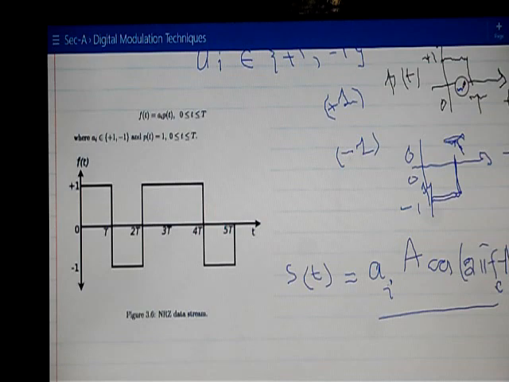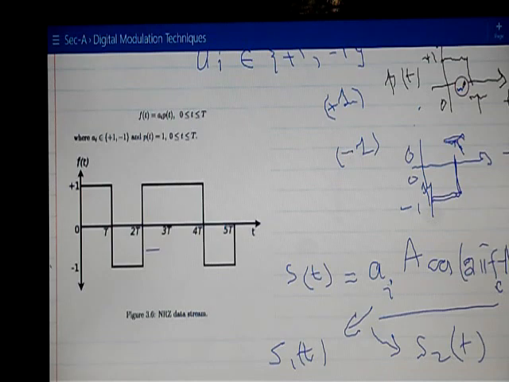Again, you can say that a I can be +1 and -1 depending upon the data. So it would further simplify your modulated signal. If you substitute +1, it will be a cos of 2 pi f c t. If you substitute -1, you will get minus a cos of 2 pi f c t, which is of course s1 of t and s2 of t. So it is either in the form of s1 of t or s2 of t depending upon this a I.